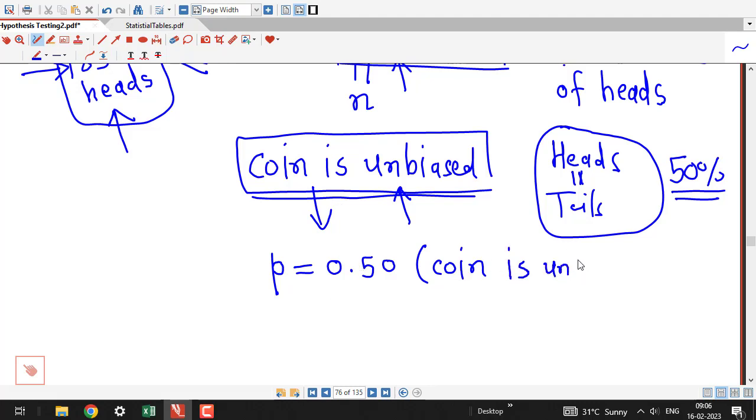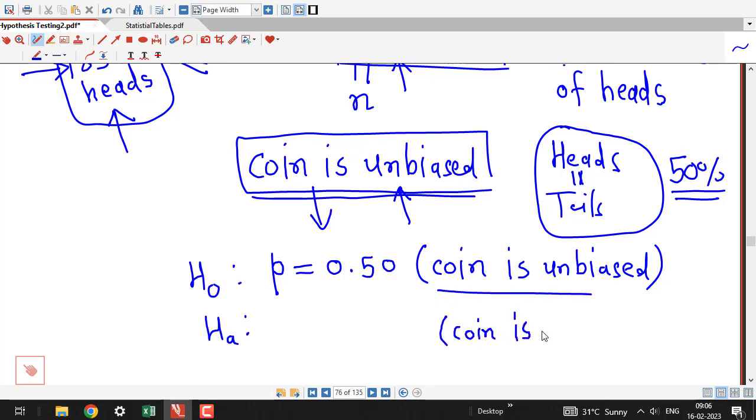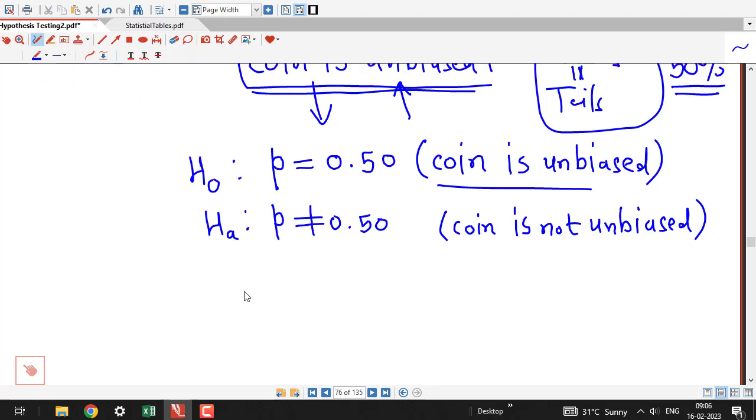So we will consider null hypothesis as that the coin is unbiased, which is equivalent to the fact that population proportion is 0.50. And negative statement of this is coin is not unbiased. So coin is not unbiased if population proportion is different from 0.50, and level of significance is given as 0.05, that is 5%.